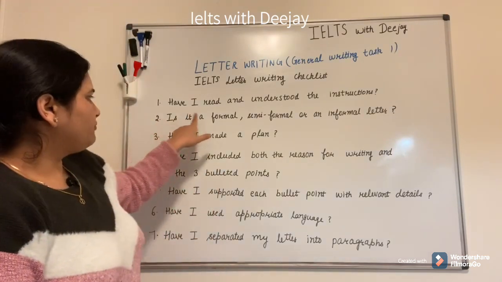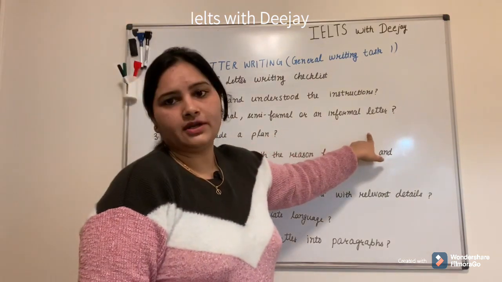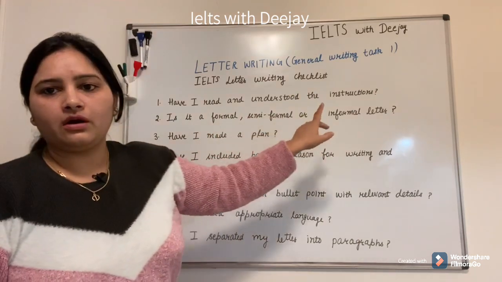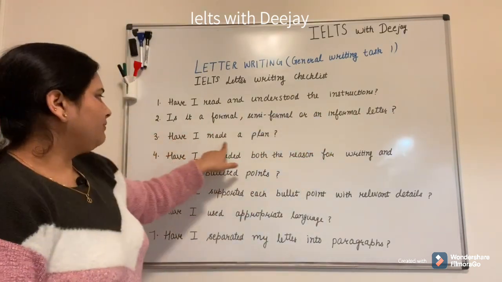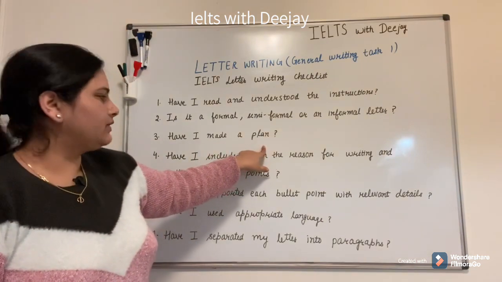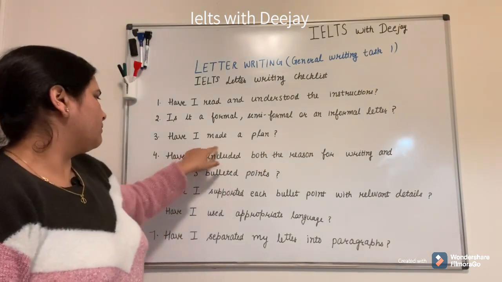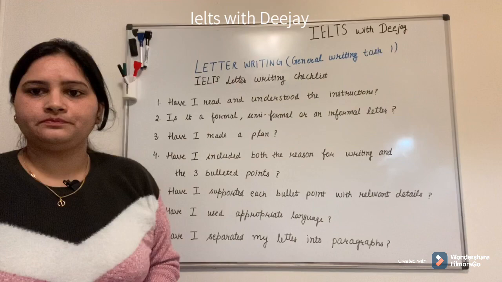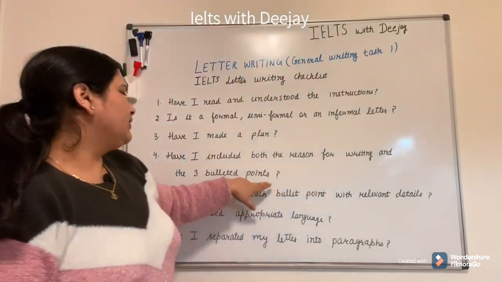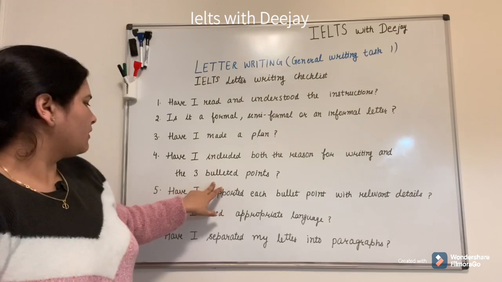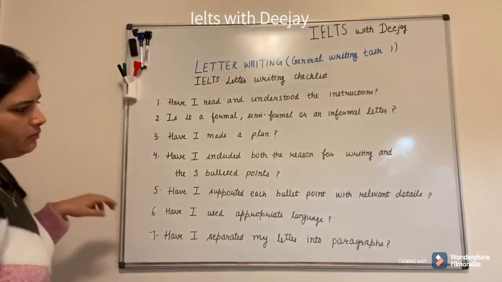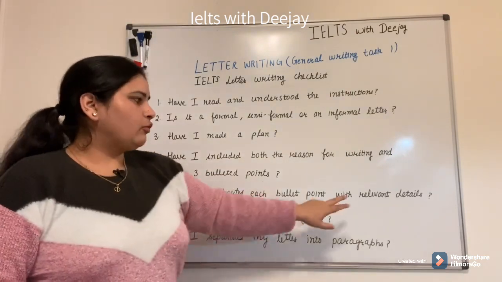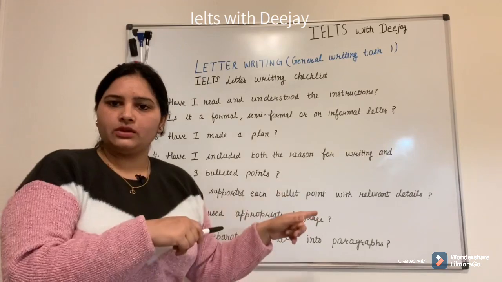The second thing is, is it a formal, semi-formal or an informal letter? This is the most important thing. You need to understand whether it's a formal, semi-formal or informal letter. Have I made a plan? Did you plan it before starting to write? This is really important. After that, have I included both the reason for writing and 3 bulleted points? These are a must. Next is, have I supported each bullet point with relevant details? Whatever the bulleted points in the question were, have you provided relevant details? Is it relevant to the question?